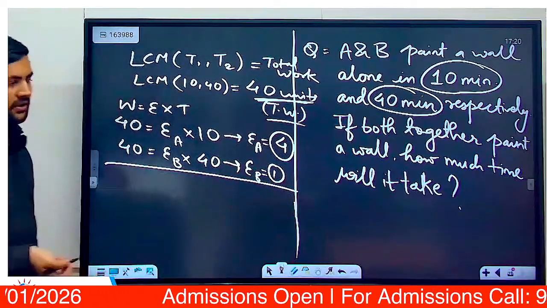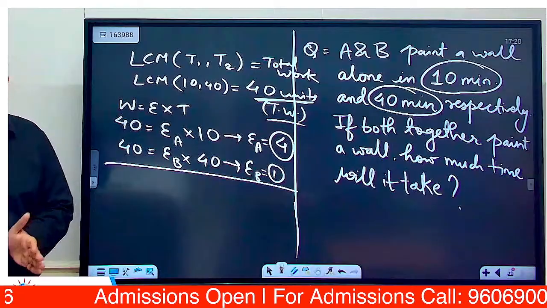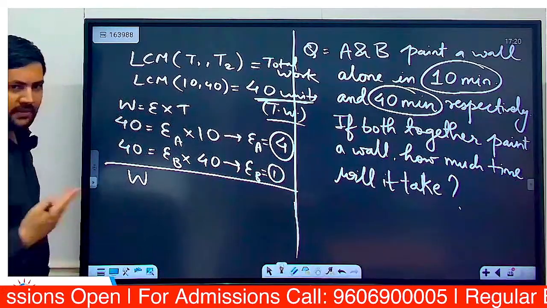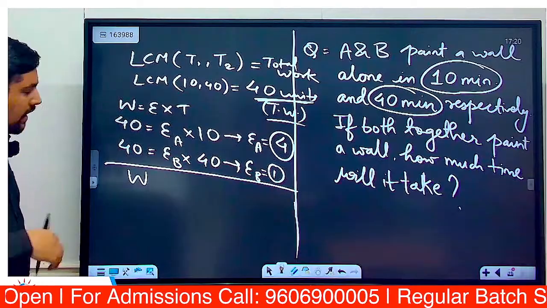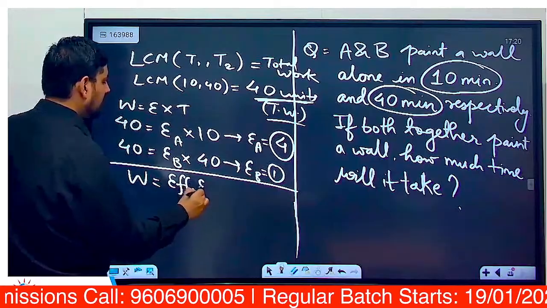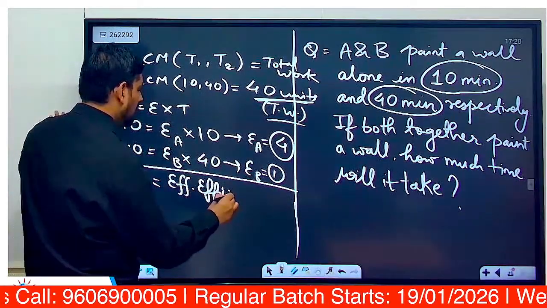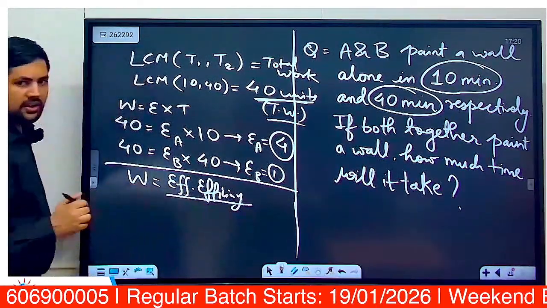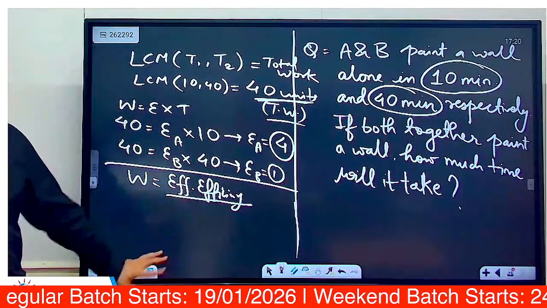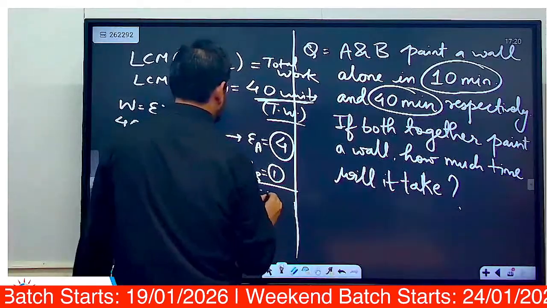Now, what does the question ask you? The question asks you if both of them work together, then how much time it will take. So work तो वही रहेगा. Same wall only they have to paint. Okay. Then here instead you will have effective efficiency. This will be decided by the question. कि question में क्या पूछा है? Which of these combinations they are asking you about into time.